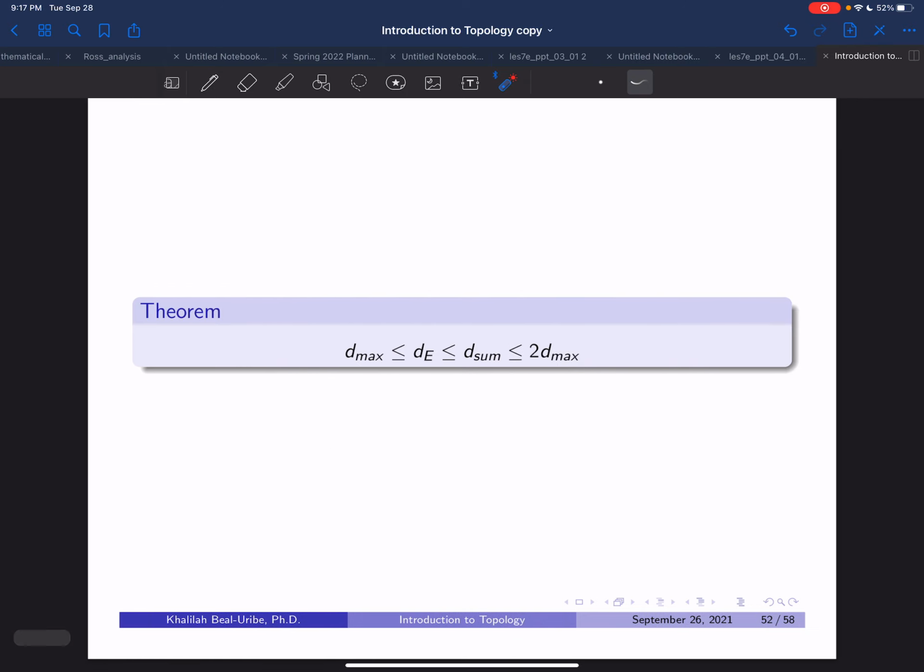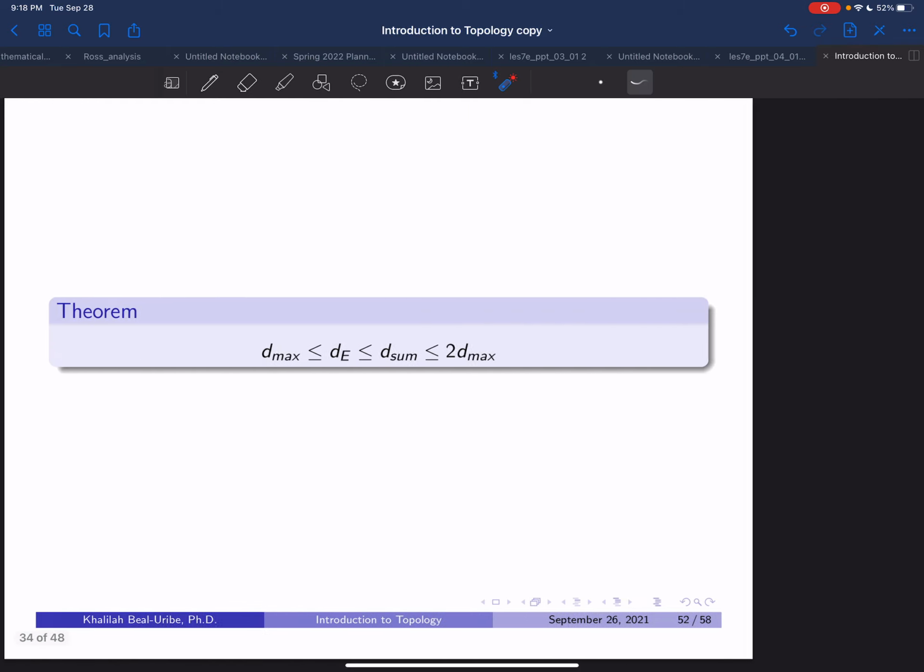We have a theorem that gives us a relationship between these three metrics. It turns out that these three metrics result in equivalent topologies. So what we mean is the open sets that you get from using this metric are the same as the open sets that you get using this metric, and they're the same as the open sets you get using this metric. So even though you have different functions for your metrics, the resulting collection of open sets is the same.